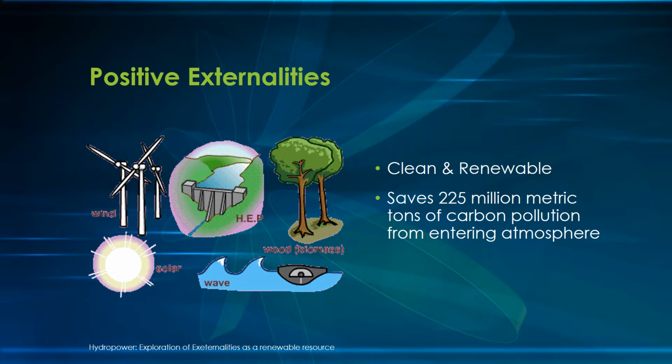Now that we have discussed the negative externalities associated with hydropower, let's discuss the positive externalities. Hydropower is considered to be a clean and renewable source of energy because it only uses the power of the river. By using hydropower, we are able to avoid putting over 225 million metric tons of carbon pollution into the atmosphere each year. That's the equivalent to the pollution of about 42 million cars.